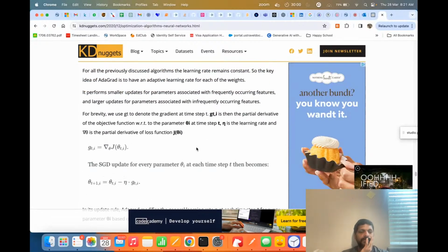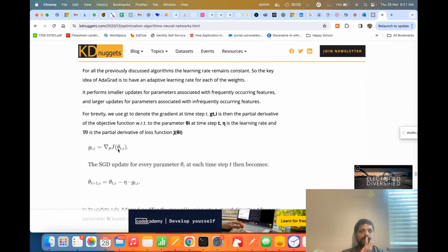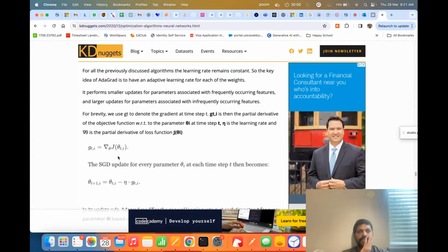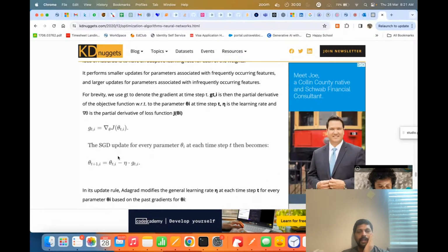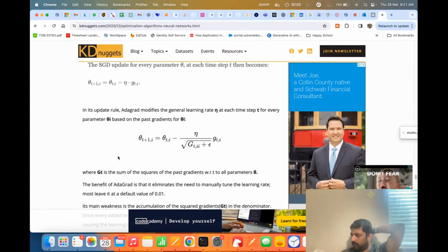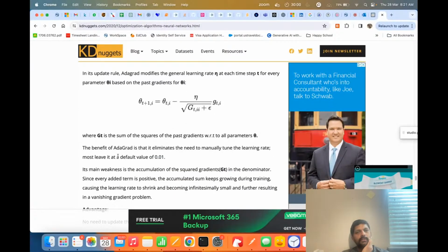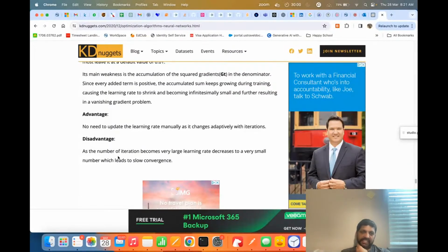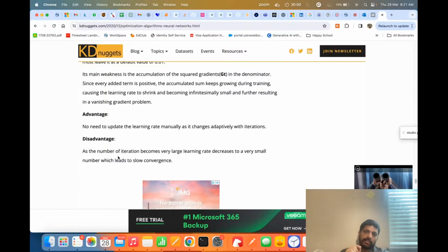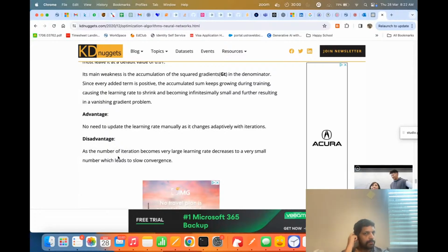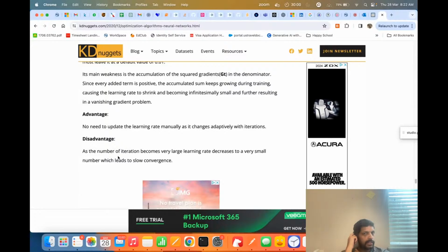What is G_tii here? It is the change in cost. Your learning rate will be affected by the way the cost is changing. When the number of iterations becomes very large, the learning rate decreases to a very small number, which leads to slow convergence. So from the top it will go fast, but as it goes closer to the output, it'll become slower. No need to update the learning rate manually, as it changes adaptively with iterations.